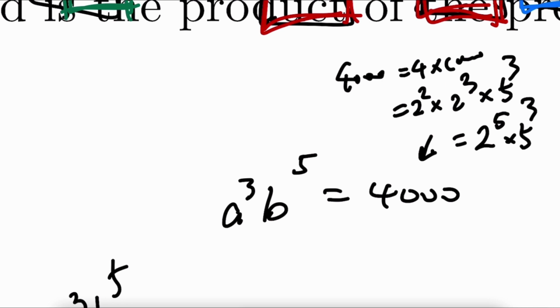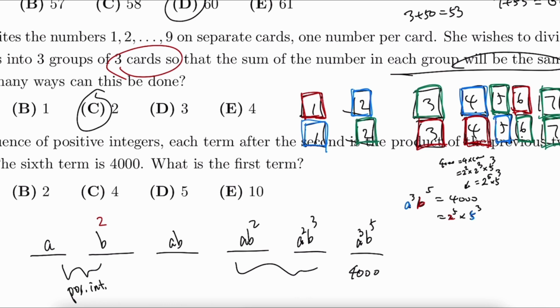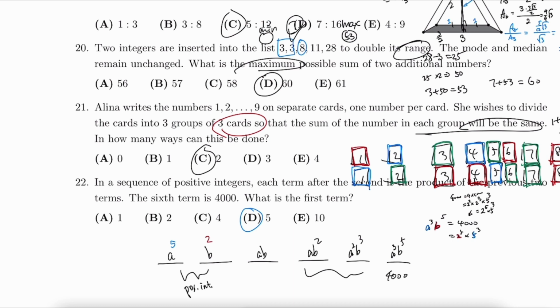And do you see any similarities? Yes. This A over here has to be this 5. And this B over here has to be this 2. So that is the 2, and that is the 5, which means that the first term is just simply going to be D5. So that is number 22. All right, moving on. Number 23.